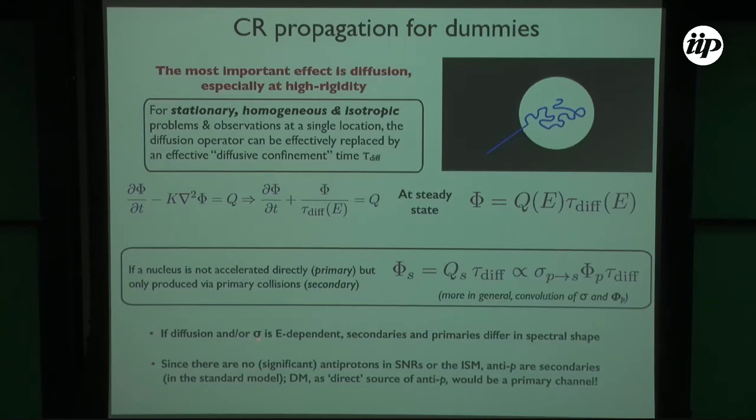If the diffusion and the cross-section for these spallation processes are energy-dependent, in general the secondary and the primary species are different in spectral shape, okay? And since there are no significant antiprotons in the supernova remnants or the medium, antiprotons are thought to be secondaries. The dark matter would be a direct source of antiprotons. Namely, there is directly a source term in this equation, or the equation I wrote before.